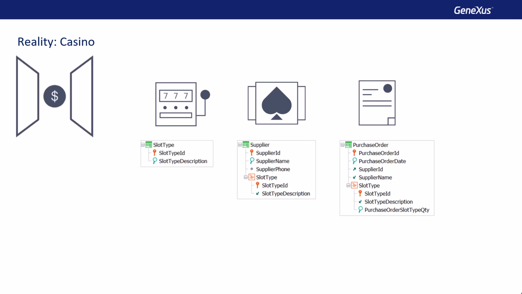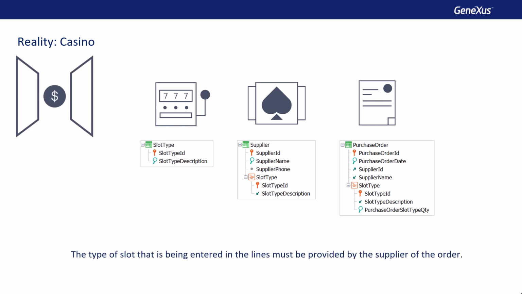When entering a purchase order, it must be checked in the purchase order transaction that the type of slot being entered in the lines is provided by the supplier of the order, first level attribute. Is this ensured by the design? The answer to the question is no. With this design, this check will not be made. Let's see why.